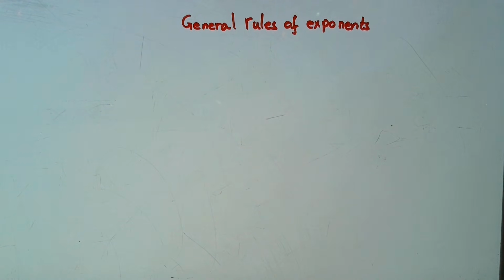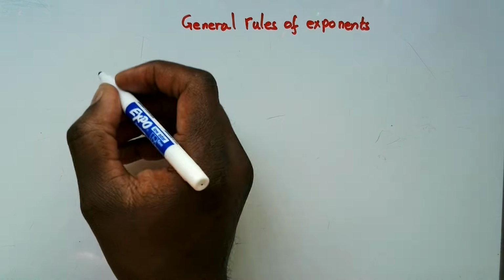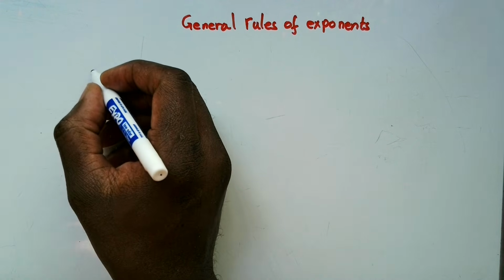Okay, so today we're going to deal with general rules of exponents. There are 5 such rules of exponents. So we'll start with number 1.